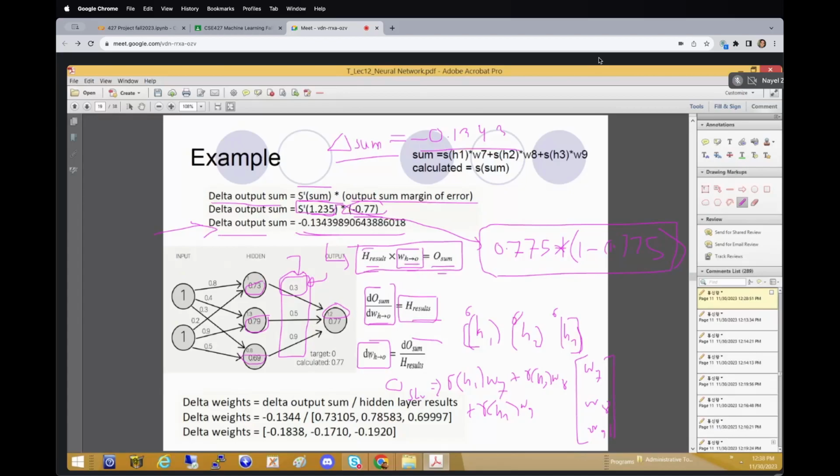So delta who, the rate of change of the w values, will be the delta output sum divided by the hidden layer results. We can see the delta output sum is what we have already computed, minus 0.13 something.